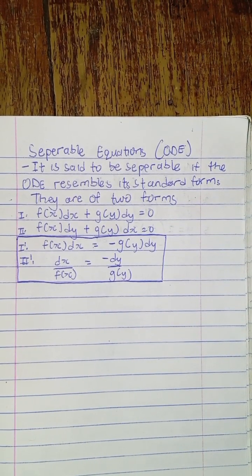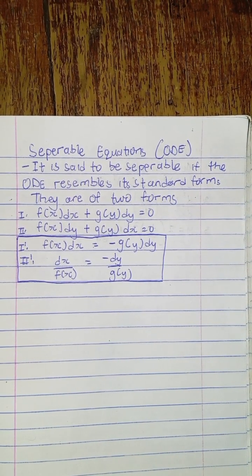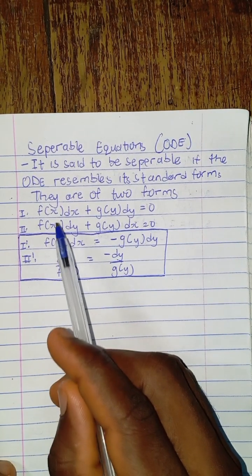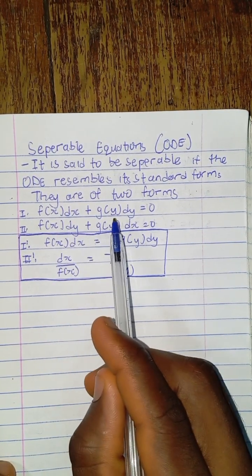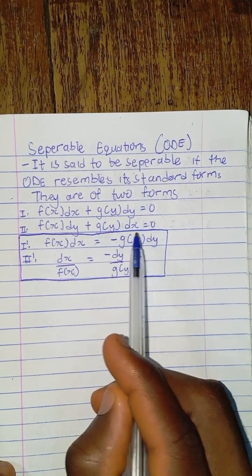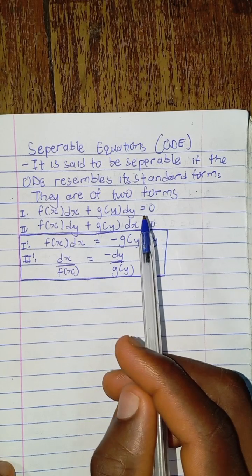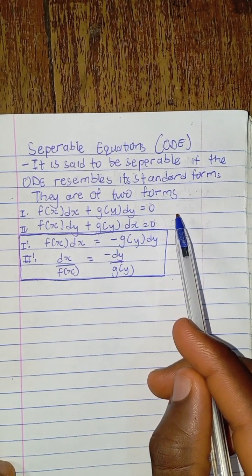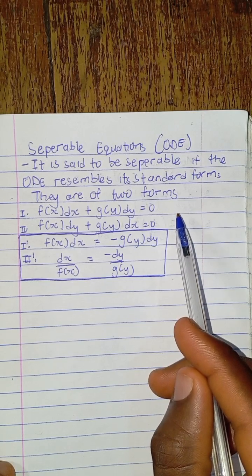Separable differential equations. An ordinary differential equation (ODE) is said to be separable if the ODE resembles its standard forms. What are these standard forms? They are of two forms. We have f of x dx plus g of y dy is equal to 0, and f of x dy plus g of y dx is equal to 0. So if you see any equation in these two forms, it means that that equation can be separated.